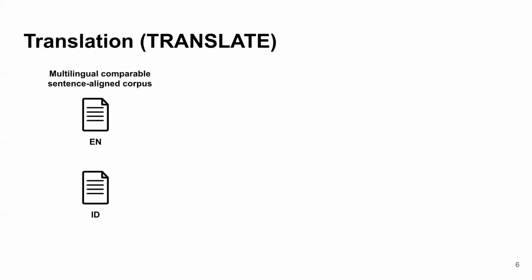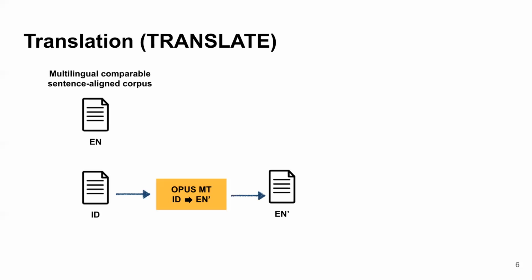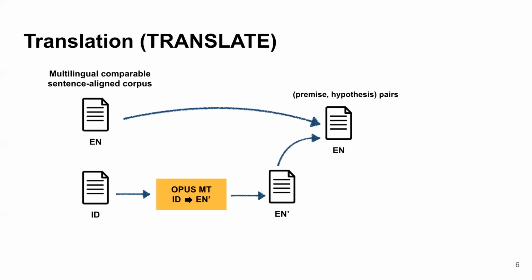Our next protocol, which is the translation-based approach, or Translate, takes a multilingual comparable sentence-aligned corpus. For example, here, if we have a parallel corpus of English and Indonesian, we first machine translate the Indonesian sentences into English and then pair the translated English sentences and the original sentences as premise-hypothesis pairs. Similar to our Sim protocol, we also provide these final premise-hypothesis pairs to crowdworkers to label.